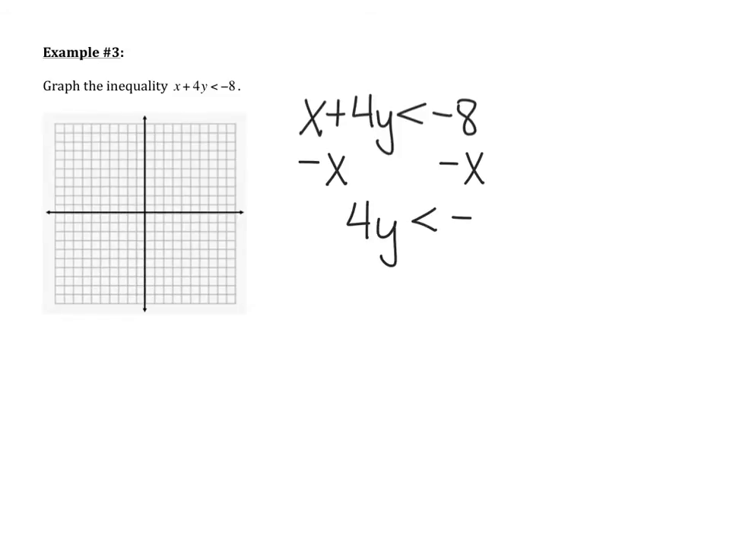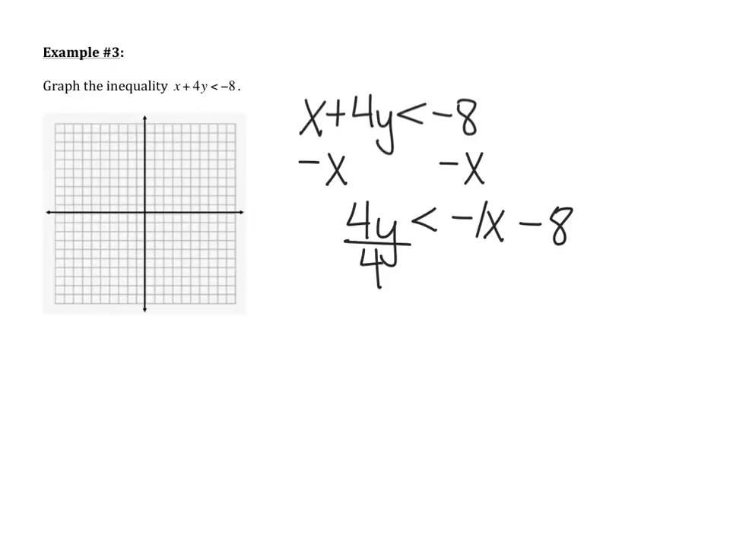We have example number 3. Graph the inequality x plus 4y is less than -8. So notice in this problem the y is not by itself, so that's what I'm going to do first. The first thing I will do is subtract x from both sides. So I end up with 4y is less than, I'm going to go ahead and put that negative x in front of the negative 8. And remember, there's a 1 in front of that.